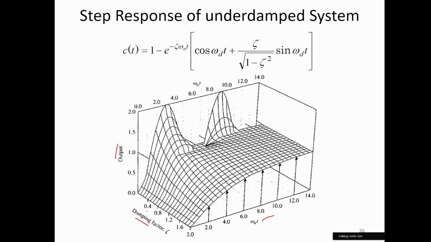That means slowly it will settle down and merge with the input. But as you gradually increase the damping factor, at maybe a damping factor above 0.8, you see that there is no oscillation in the system. The output just gradually increases and merges with the input. So this gives you some understanding about how the output of a second-order system behaves with respect to time at various damping in the system.